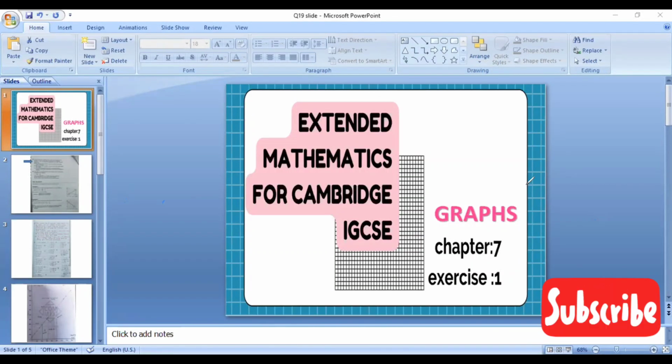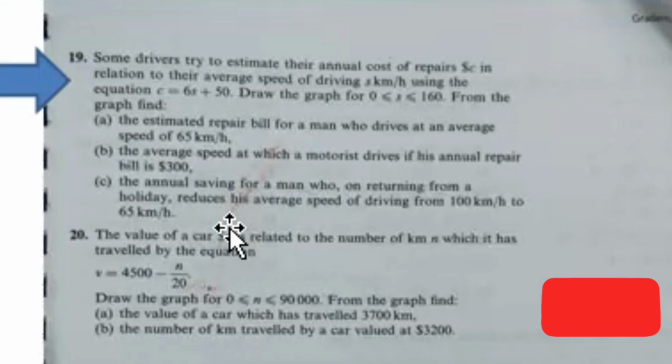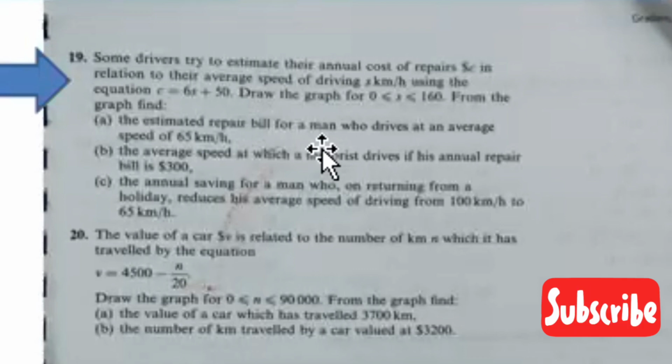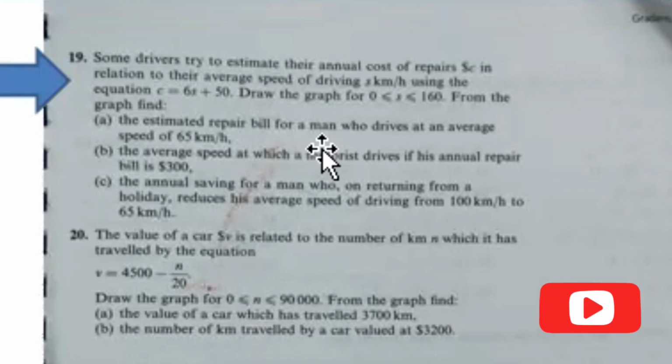In this lesson series, I am going to solve question 19 from Extended Mathematics for IGCSE. Our question is: some drivers try to estimate their annual cost of repairs, $C, in relation to their average speed of driving, s kilometers per hour, using the equation C equals 6s plus 50. Draw the graph for 0 less than or equal to s less than or equal to 160.